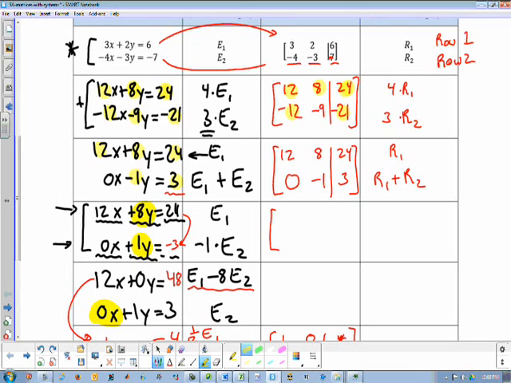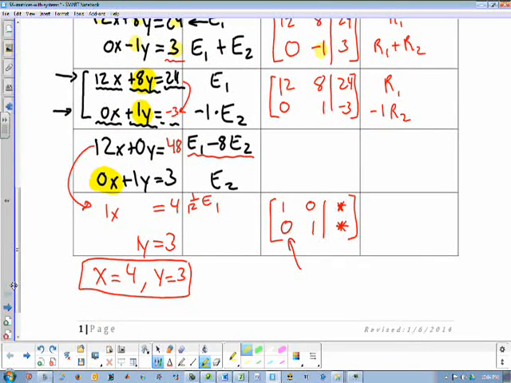Now, we almost have this. We want this to be a positive 1. So let's take the second row and multiply it by negative 1. That's going to give us 0, positive 1, and 3. We won't make the same mistake we did, and we'll just copy row 1 down for now: 12, 8, and 24.